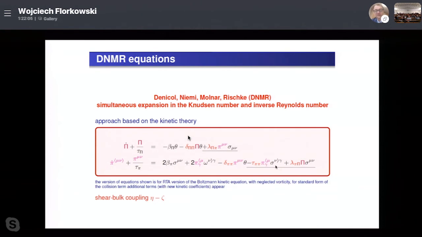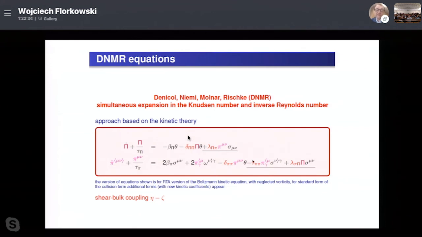It's better to include all these kinetic coefficients, and we know the forms of the kinetic coefficients. So this is, I would say, the first line of advances in the studies which aim at deriving relativistic hydrodynamics from the Boltzmann kinetic equation. The advantage is that we know the forms of all the kinetic coefficients. We know the structure of all the terms. Everything is under control.